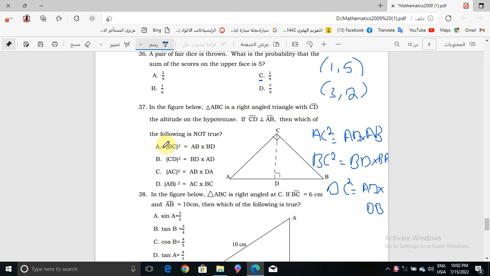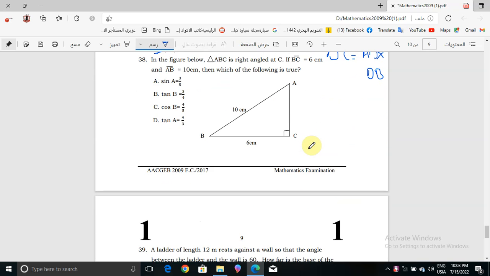Okay, now here BC squared is equal to AB times BD. Yes, it's correct. CD squared is equal to BD times AD, yes, it's correct. AC squared is equal to AB times DA, yes, it's correct. Then what's left is AB squared is equal to AC times BC. No, it's not correct. So that means choice D is the answer for question number 37.